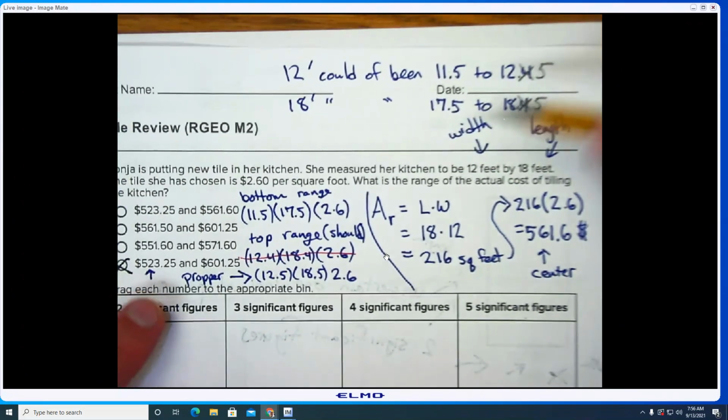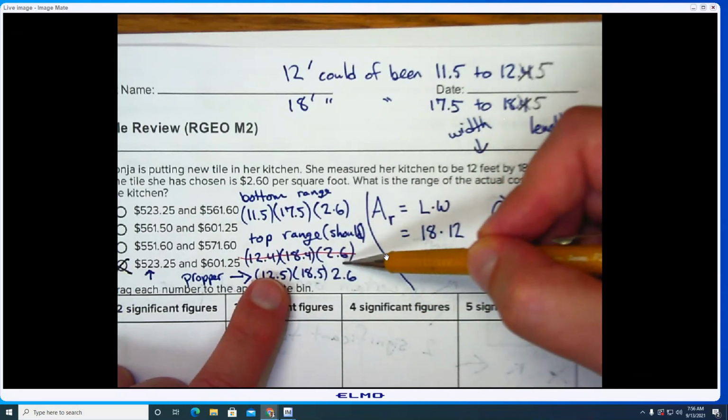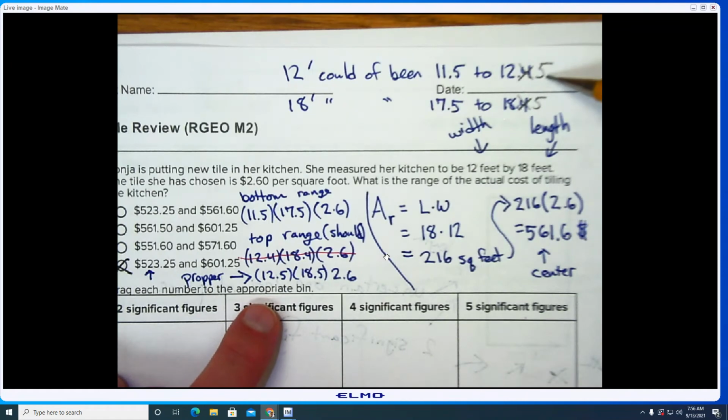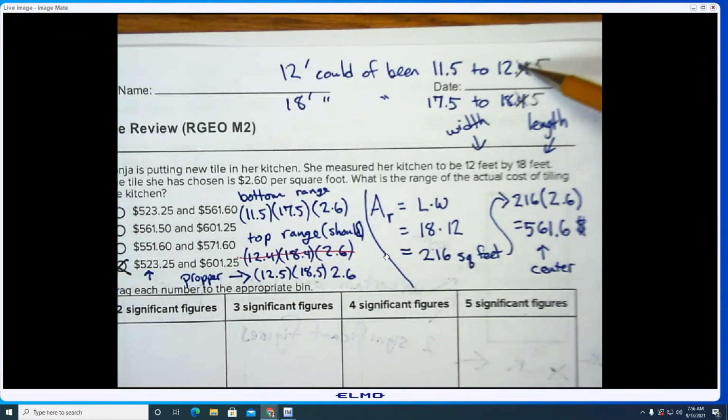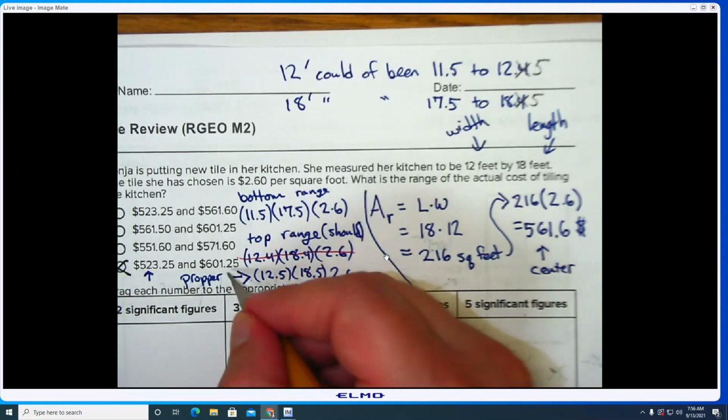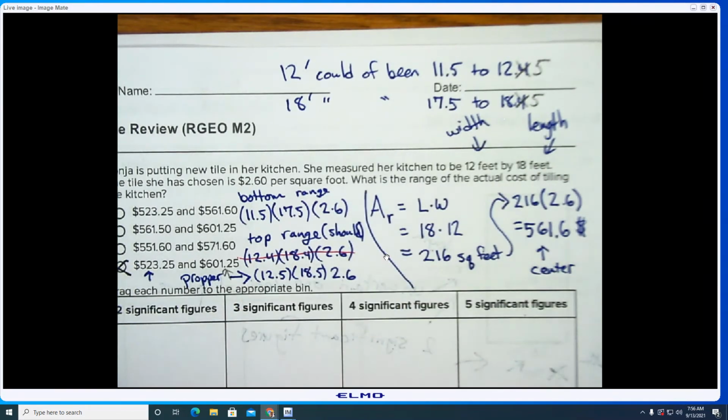The top range, I tried to do the 0.4s. That doesn't work. It gets pretty close, but the proper way of doing it is, like I said, they want those 0.5s at the end. So the top part of the range, the 12.5 times the 18.5 times the price, and then that links together and gives us our solution.